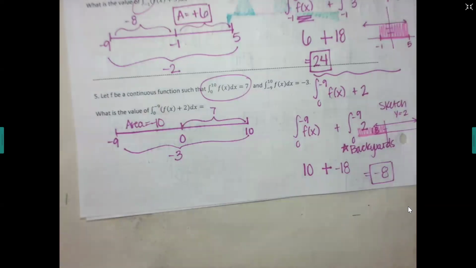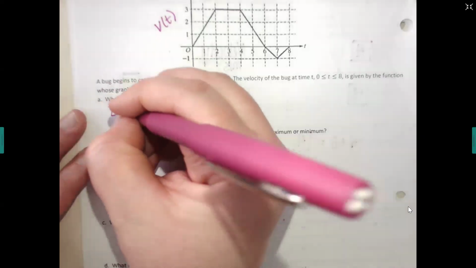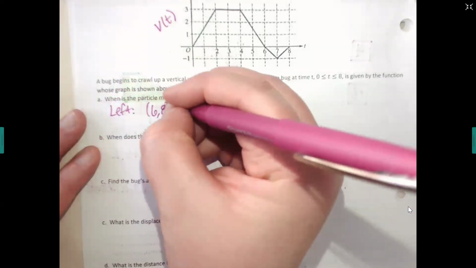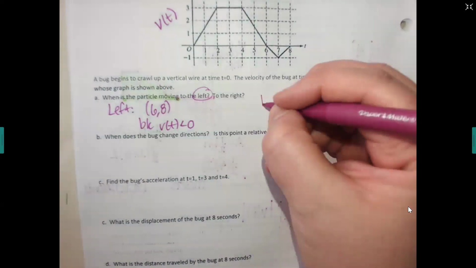You have a velocity graph. We have a bug that is crawling on a wire. This is velocity. How do I know when the bug is traveling to the left? This is all stuff you already know. When it's negative, which means below the x-axis. Where is that? Okay, 6 to 8. And then I'm going to put because v(t) is less than 0. Because we know that if my velocity is negative, that means my particle, or my bug in this case, is traveling to the left. Where would the bug be traveling to the right?